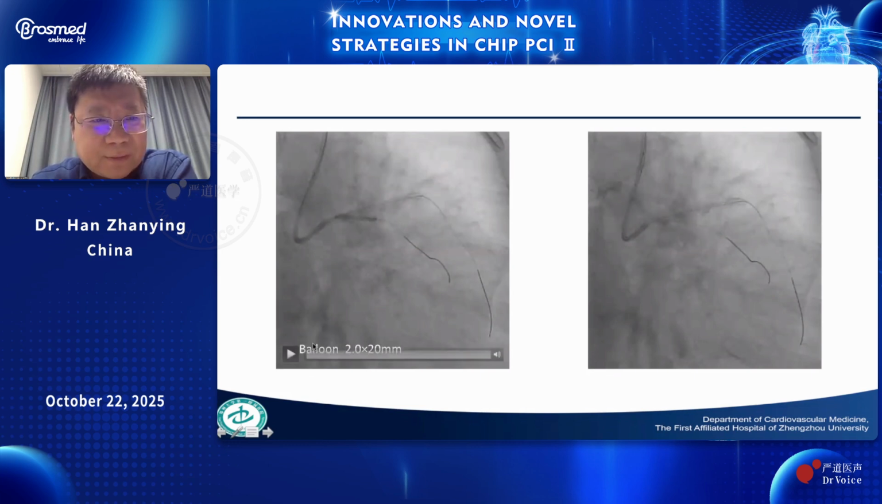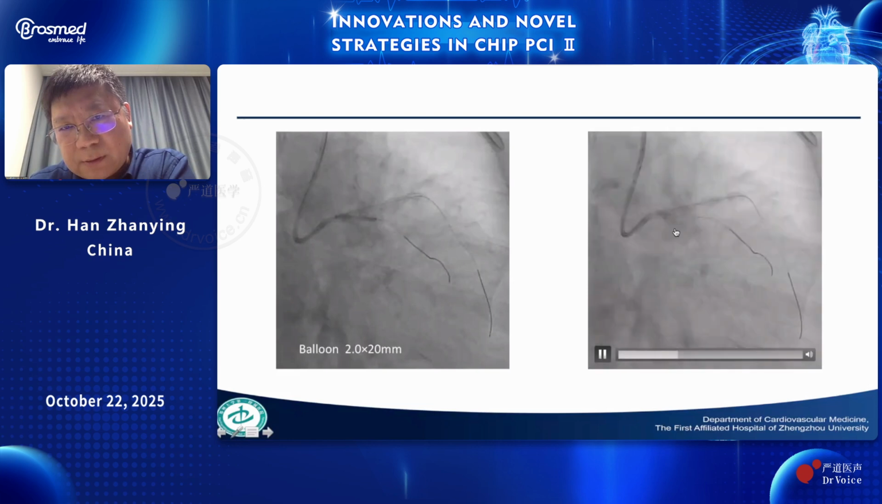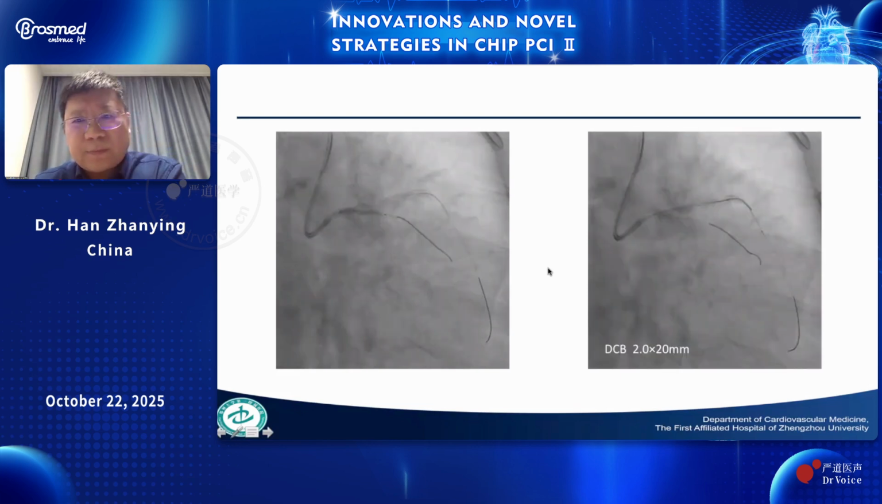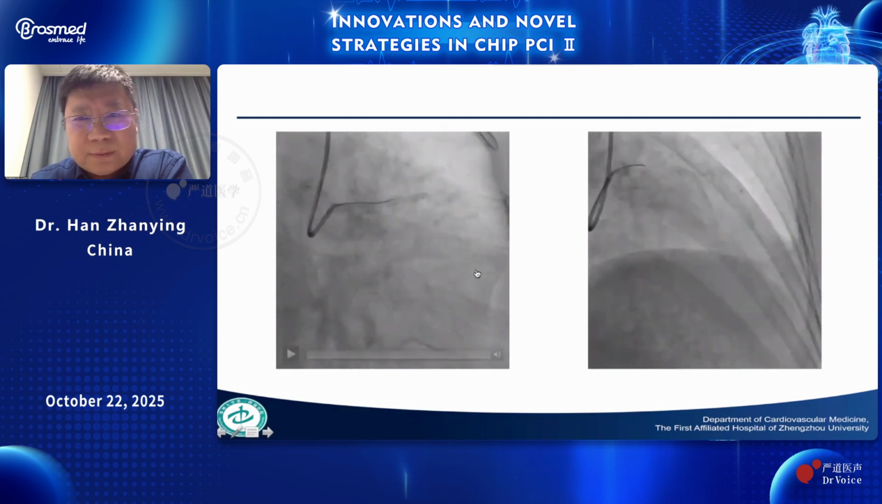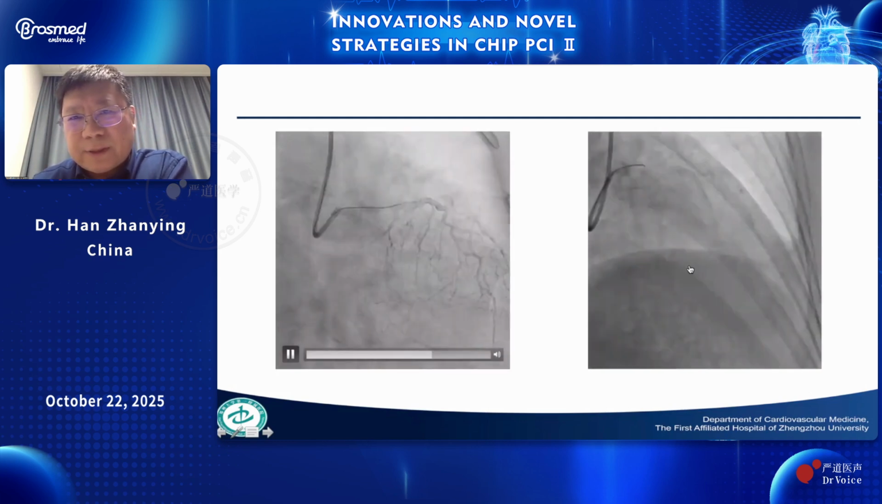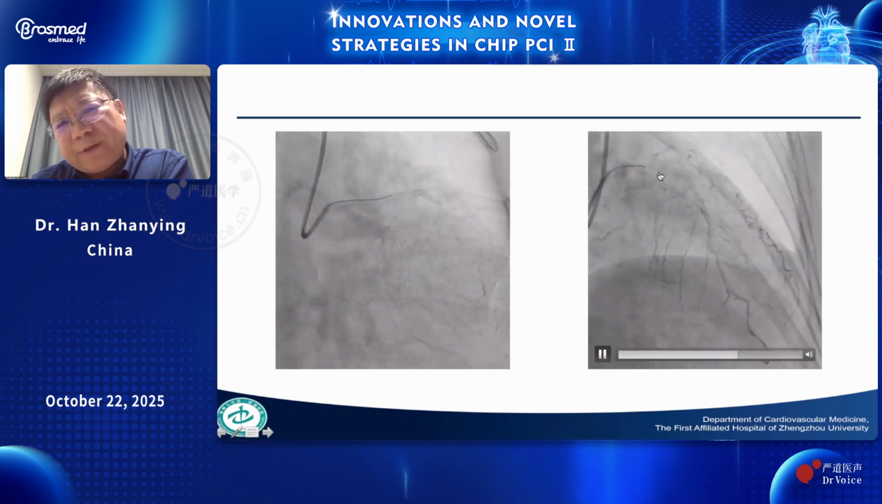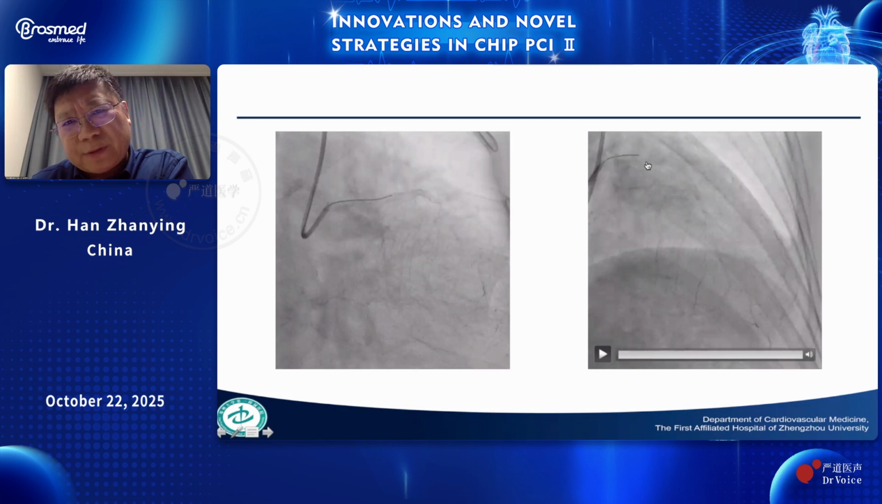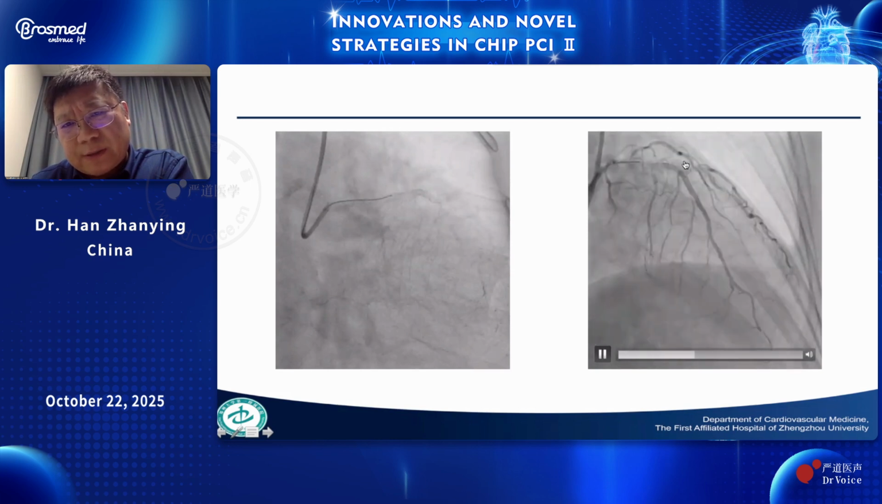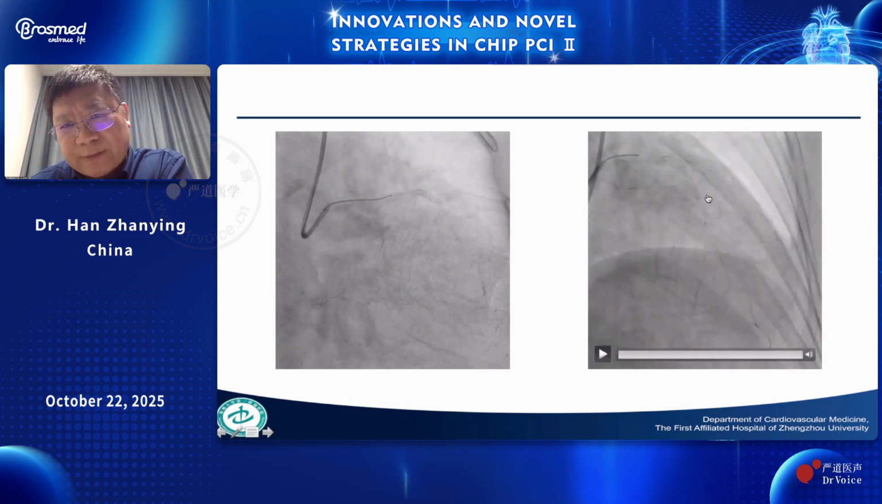For the R phase, that's the predilation. For the R phase of the osteo circumflex, using the DCB to treat the osteocircumflex. The final result, we haven't treated the proximal segment of the LAD, just implanted one stent for the middle segment of LAD. And the blood flow is okay.